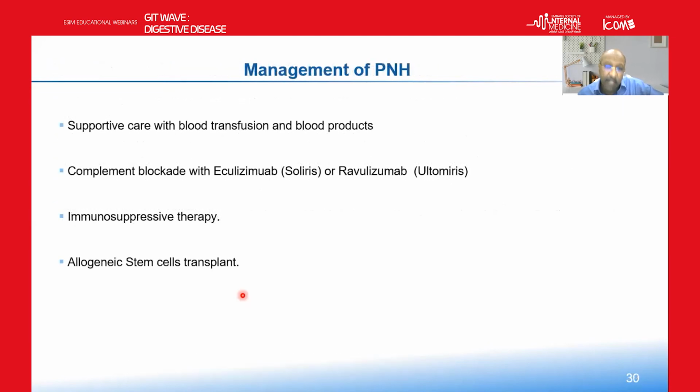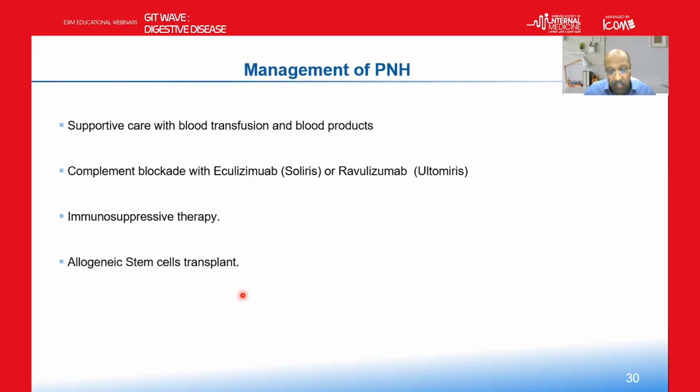So here is the management of PNH once you refer the patient to us. The initial part is supportive care with blood transfusion, with blood and blood products. If the patient has thrombocytopenia, we can give them a platelet transfusion. If a patient develops thrombosis, we can give them anticoagulant. But the most important is the complement blockade.